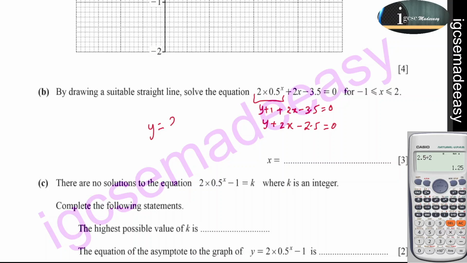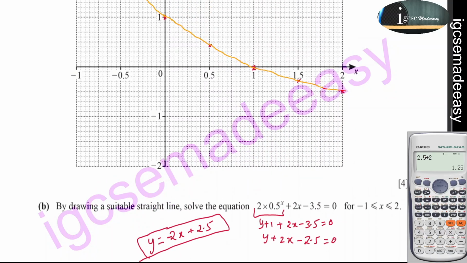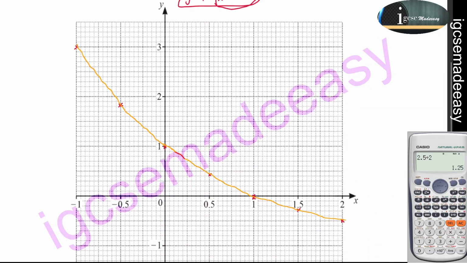Then it will be like minus 2x plus 2.5. Okay, I shifted both of the terms towards the right side. So we got this equation, and we have to plot this equation in the graph. So y equals minus 2x plus 2.5. So we have to plot this.